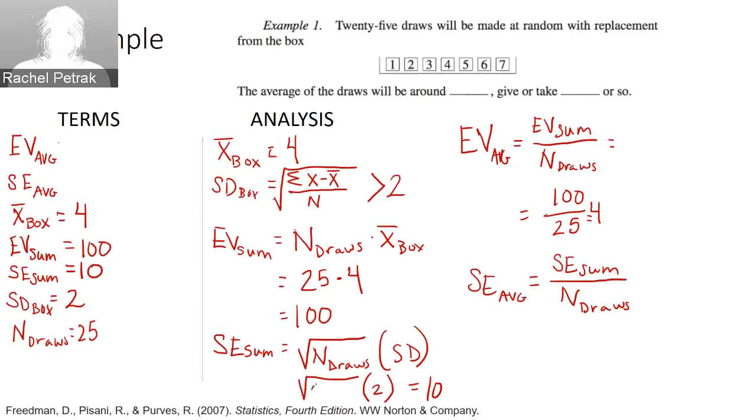We earlier did problems with 100 draws. Anyway, the number of draws is 25. And the square root of 25 is 5, times 2 is 10. So I'm very glad you caught that because, I mean, the answer was right, but the math there.